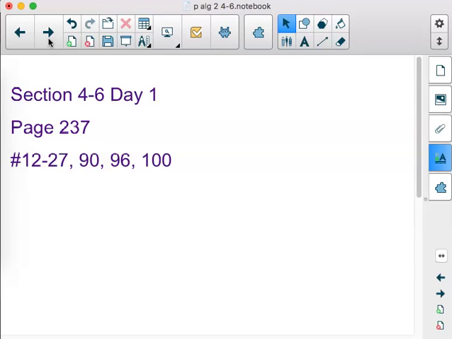But there it is. Page 237, 12 to 27, 90, 96, and 100. Feel free to stay on. You can work on it. Ask questions if you get stuck on anything. If you want to sign off, work on it, and then come pop back in and ask questions, that's cool too.